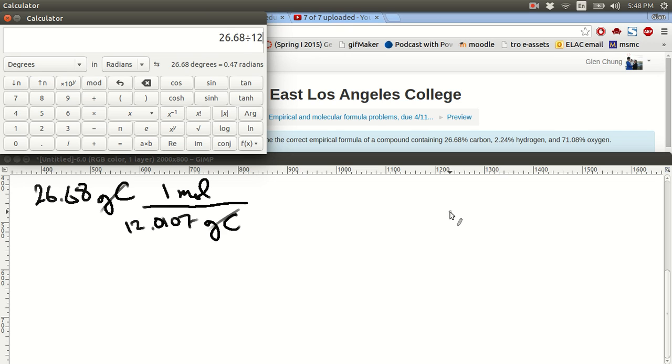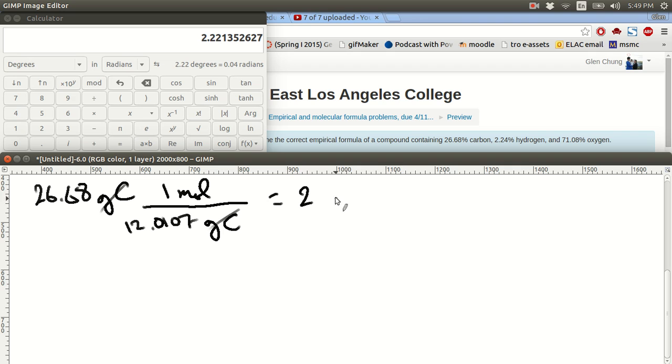26.68 divided by 12.0107. So I got 2.221. Now it's important, it is not 2. It is not 2.2. It is not 2.22. It is 2.221 because this has 4 significant figures. This is moles of carbon. Okay? We'll do the same thing for hydrogen.